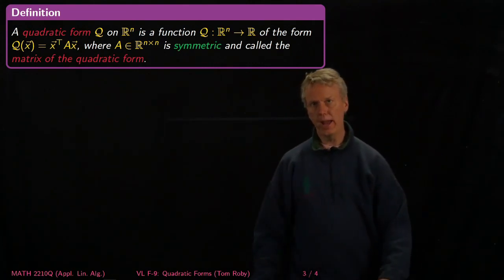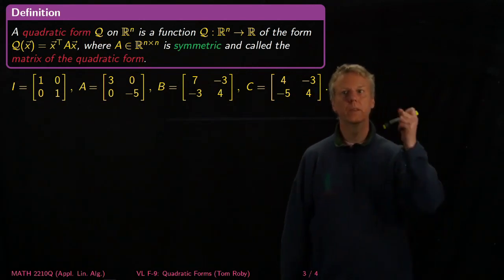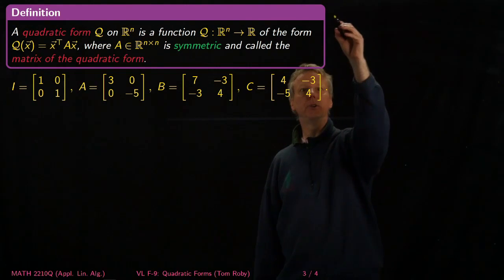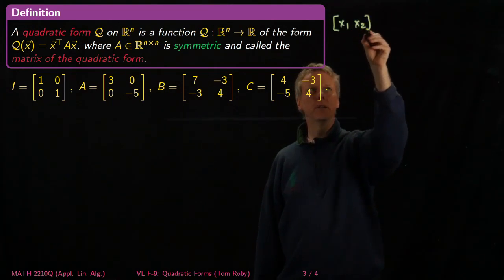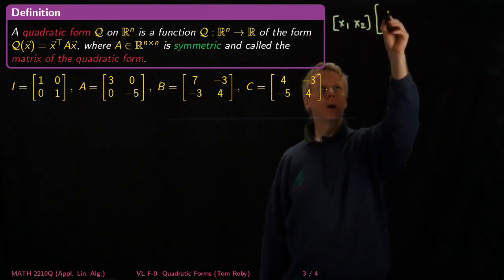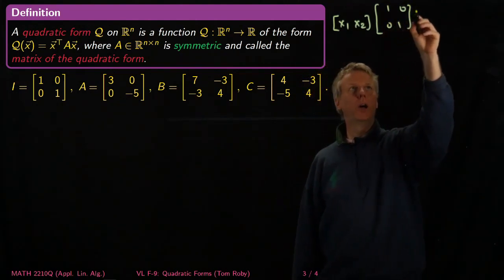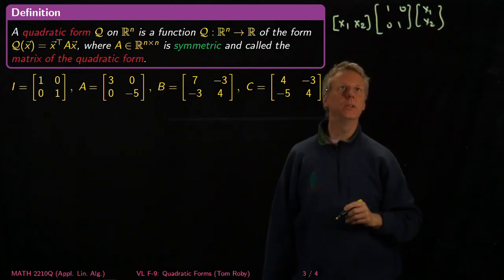So if you have, say, the identity matrix, then what are you doing? I have to multiply by x transpose. This is a 2 by 2 matrix. So I take the transpose of my vector x1, x2, write it like this, and then I'm multiplying it by 1, 0, 0, 1, and then I'm multiplying it by the vector itself. So what happens when I do that?